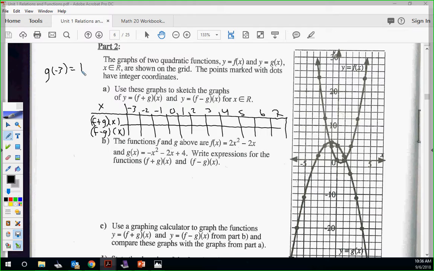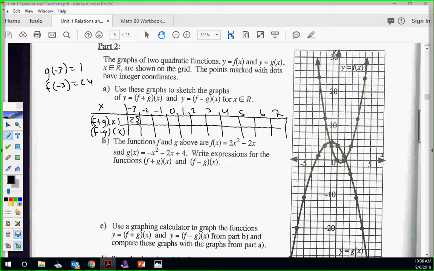24. So then what do you think we do with those two values? We're doing this row. Just add them. F plus g, right? 25. This is the point. -3, 25 is the point of f plus g.